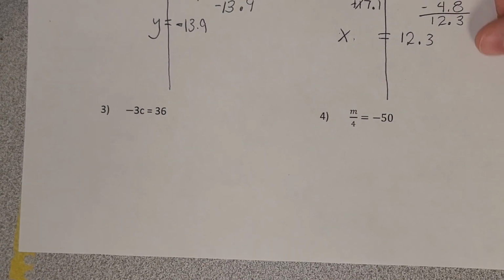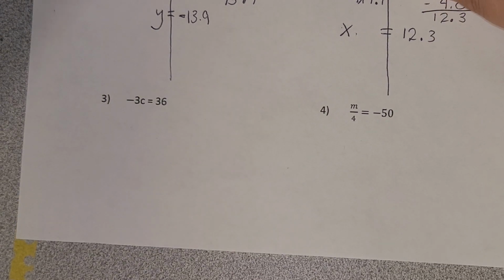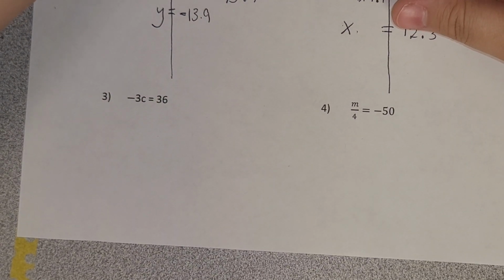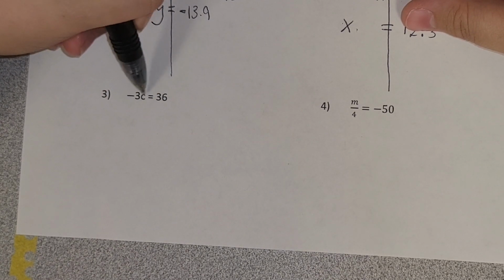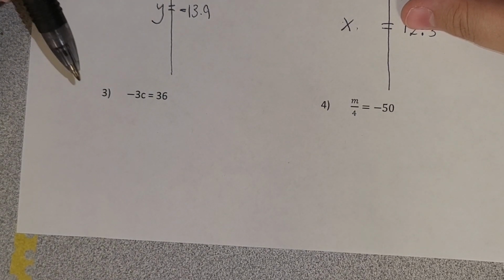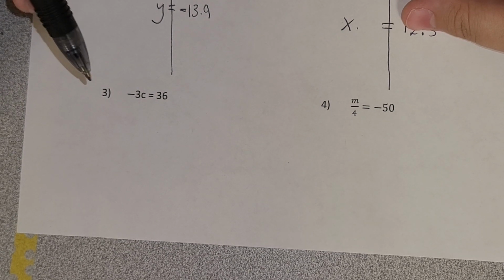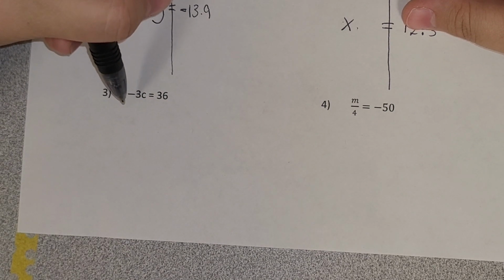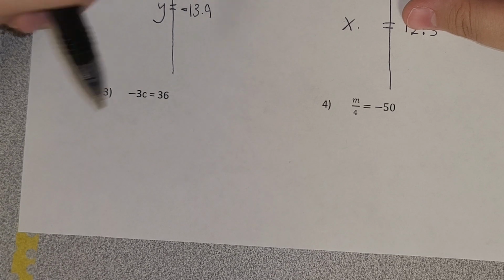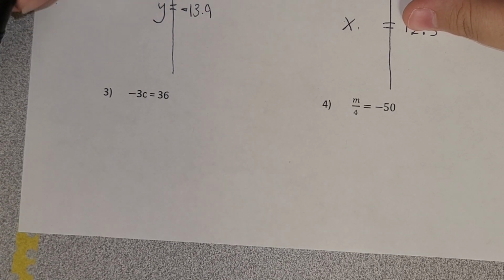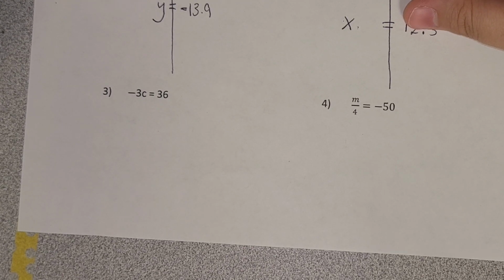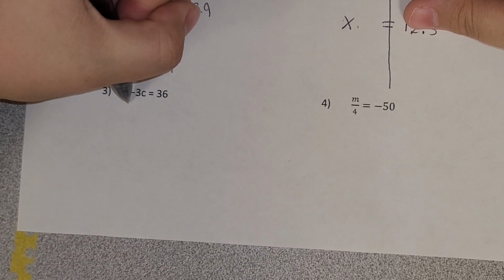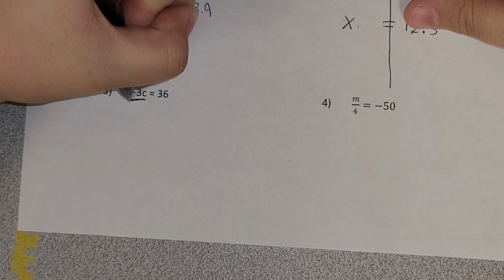But what about if it is a multiplication or division? Again, we need to be very, very careful that we understand. I've got a variable here. What's happening to my variable? I'm multiplying it by negative 3. What is the opposite of multiplying by negative 3? Dividing by negative 3. I am going to write it as a fraction bar.